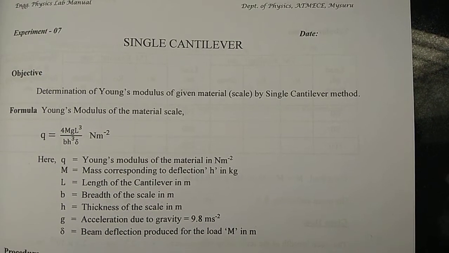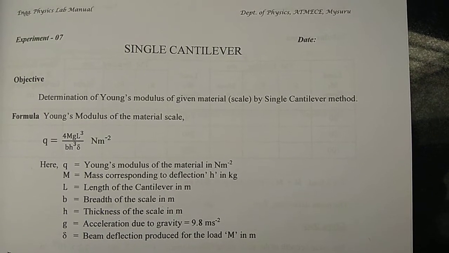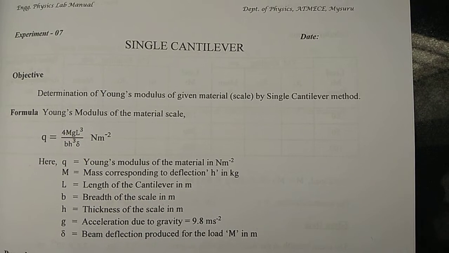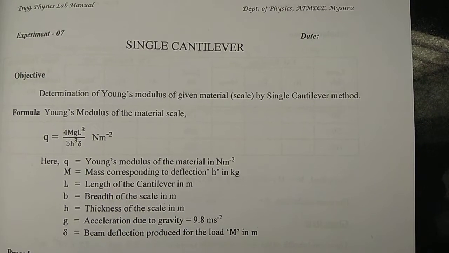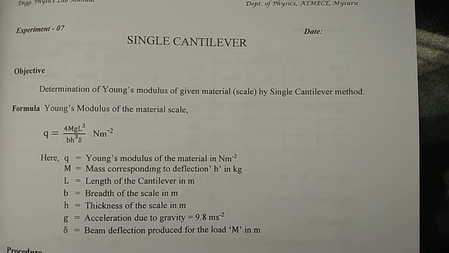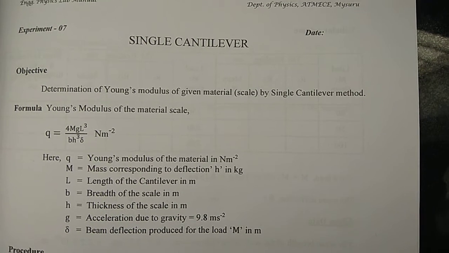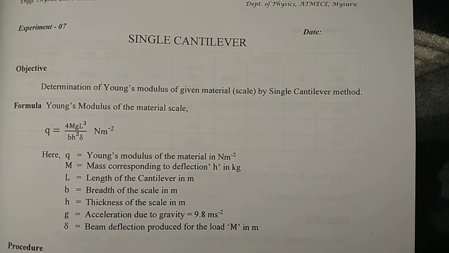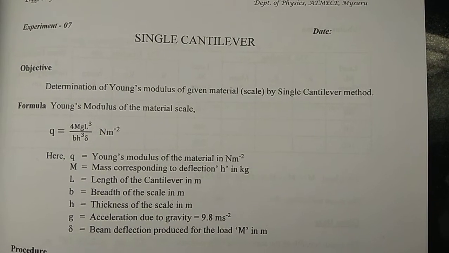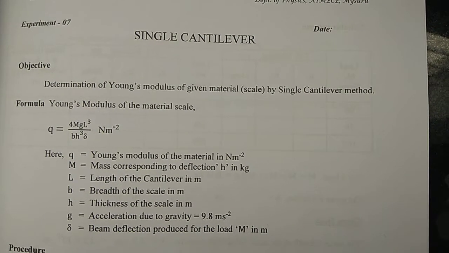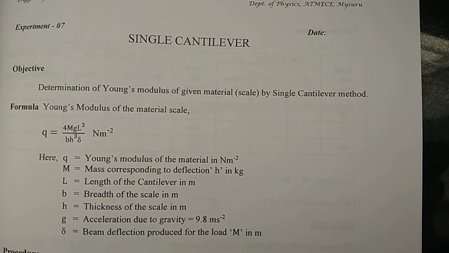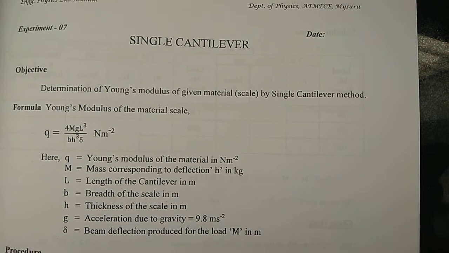Here the quantities are: m is mass corresponding to deflection, measured in kg. L is the length of the cantilever used here, b is breadth of the scale, h is thickness of the scale, all measured in meter, and g is acceleration due to gravity, and as we know the value is 9.8 meter per second square. And here delta is beam deflection produced for the load m, and again measured in meter.